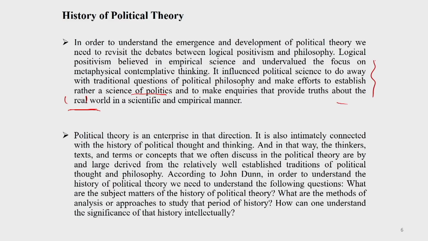According to John Dunn, in order to understand the history of political theory, we need to understand the three following questions. One, what are the subject matters of the history of political theory? Two, what are the methods of analysis or approaches to study that period of history? And three, how can one understand the significance of the history intellectually? Now, these three questions we will discuss one by one. One is about the subject matter, second is about methods and approaches, and third is about the intellectual significance of this history of political thought.